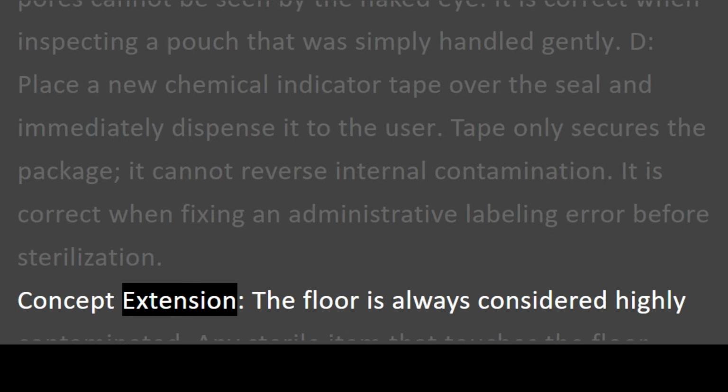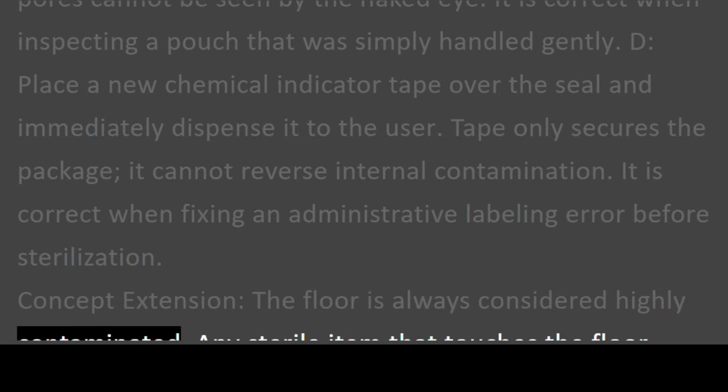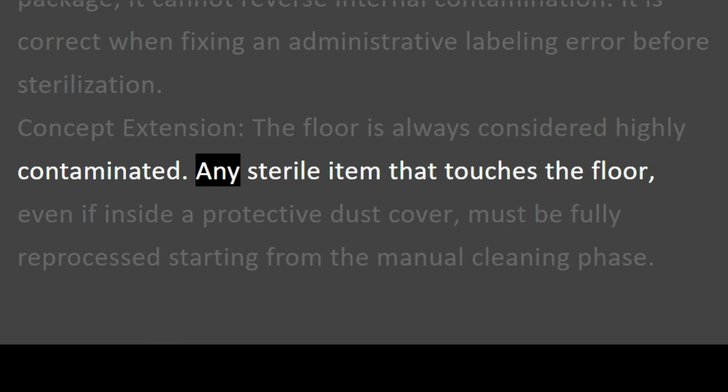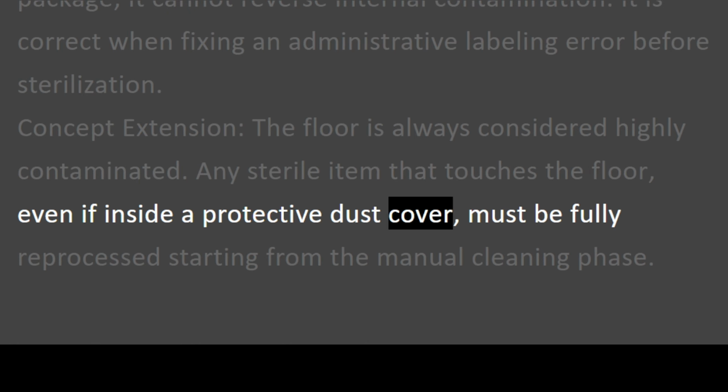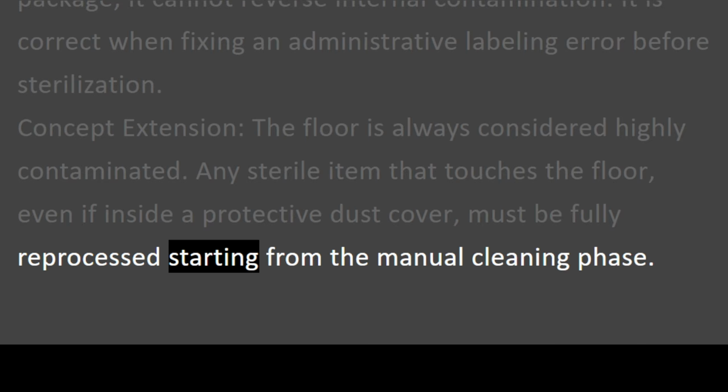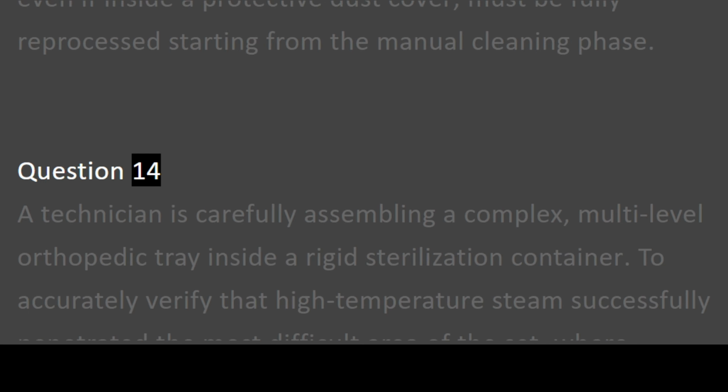Concept extension. The floor is always considered highly contaminated. Any sterile item that touches the floor, even if inside a protective dust cover, must be fully reprocessed starting from the manual cleaning phase.